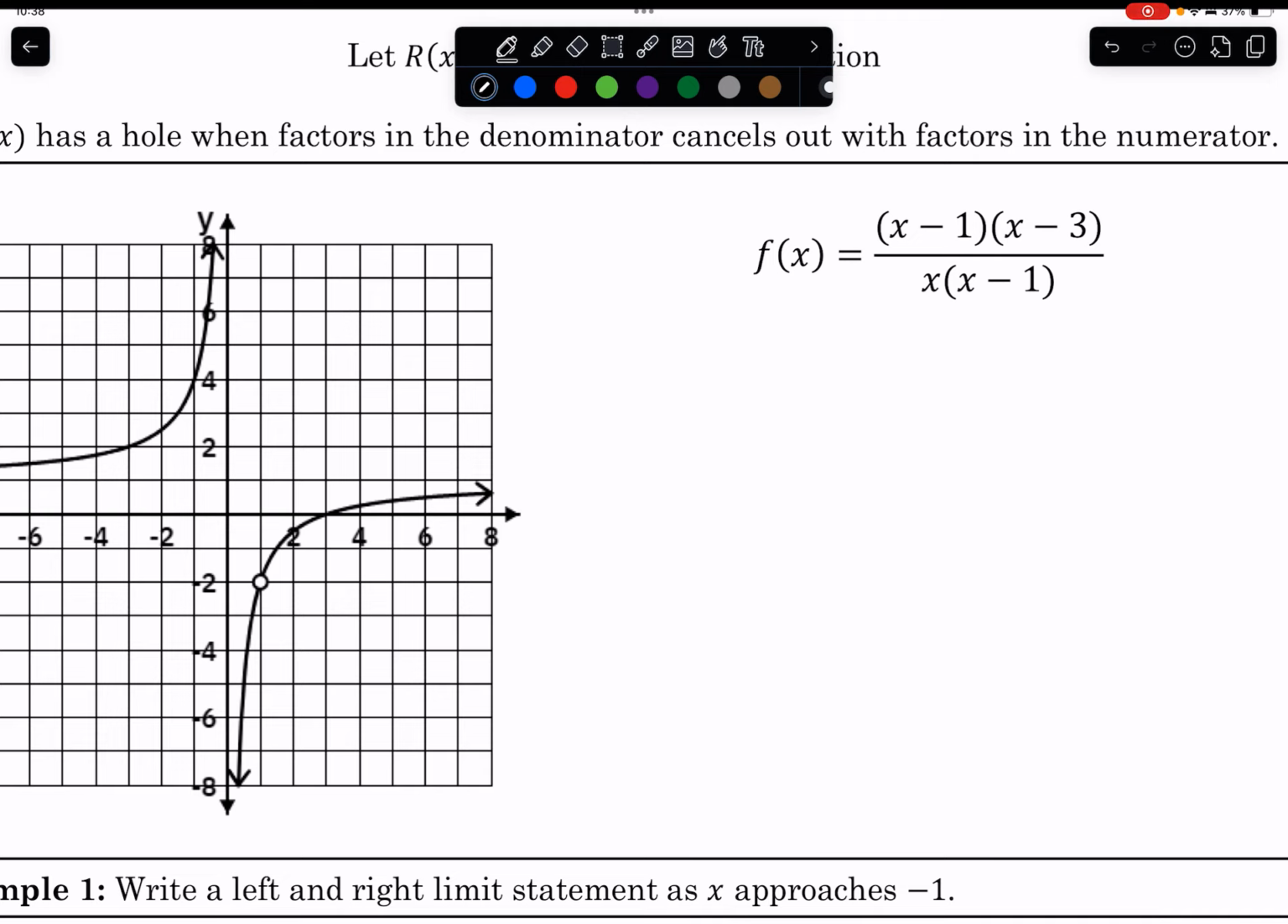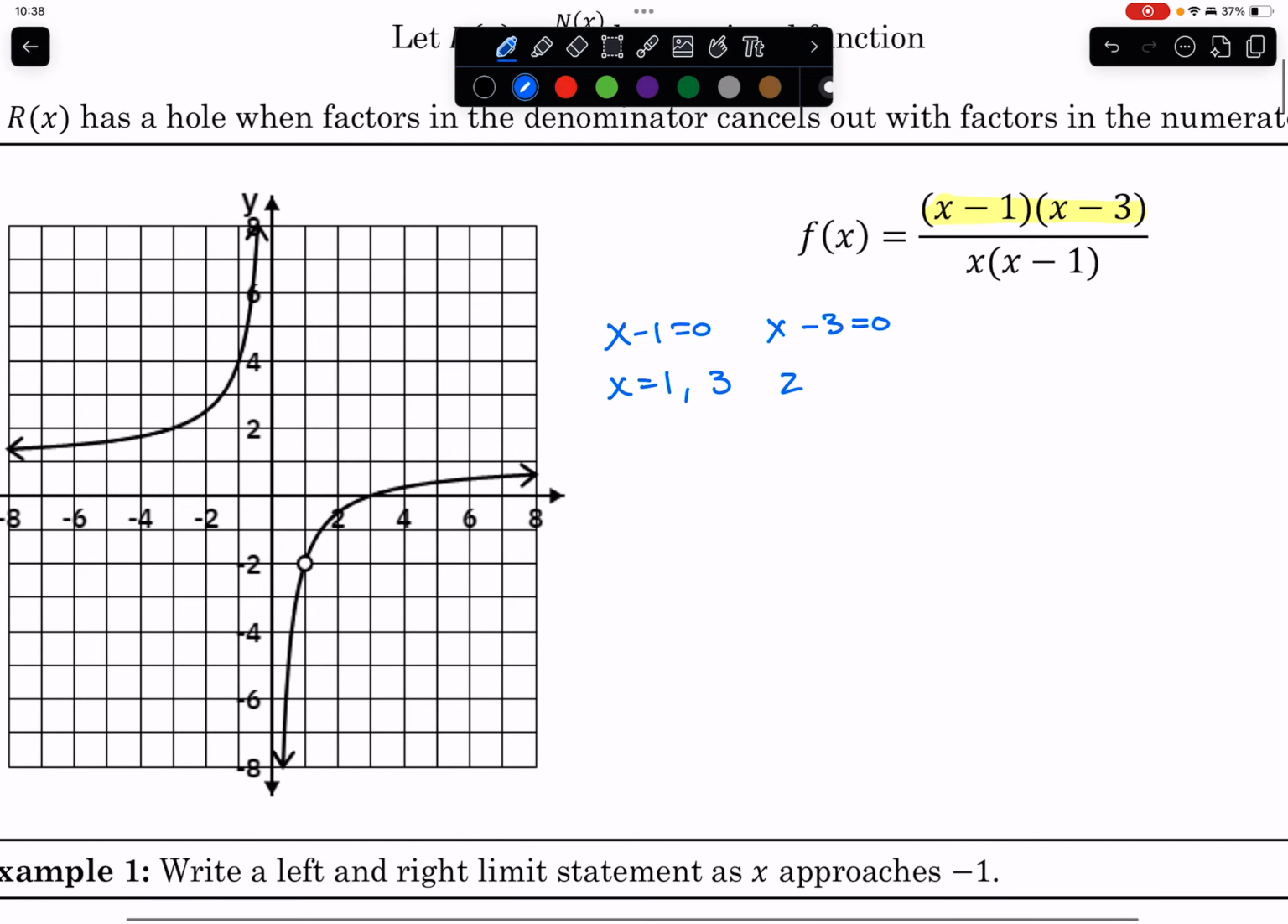So again, we know that when our numerator is equal to 0, when x minus 1 is equal to 0, and when x minus 3 is equal to 0, which is x equals positive 1 and x equals positive 3, those are going to be our x-intercepts. Those are going to be our zeros. This is where we're crossing the x-axis. Well, I can clearly see that I'm crossing the x-axis at positive 3. This one right here is that point right there in blue.